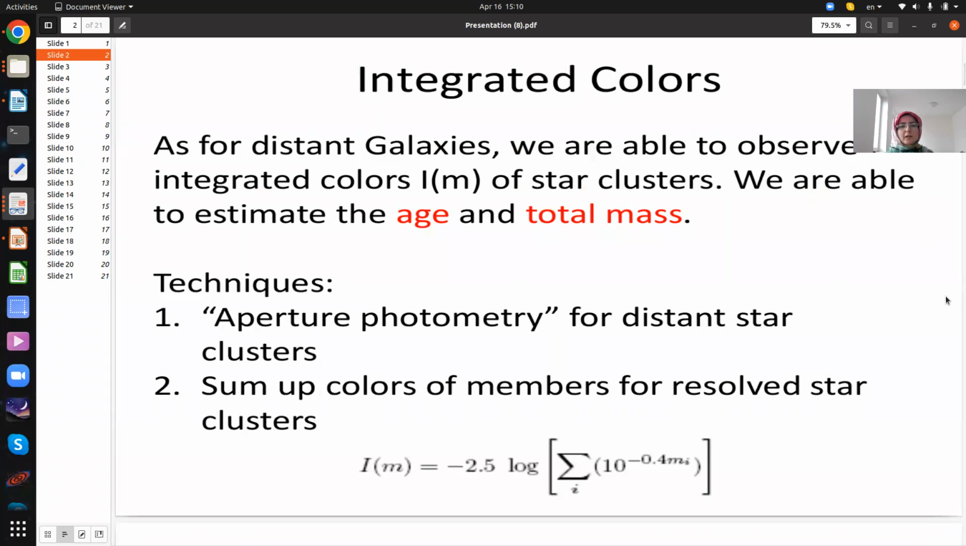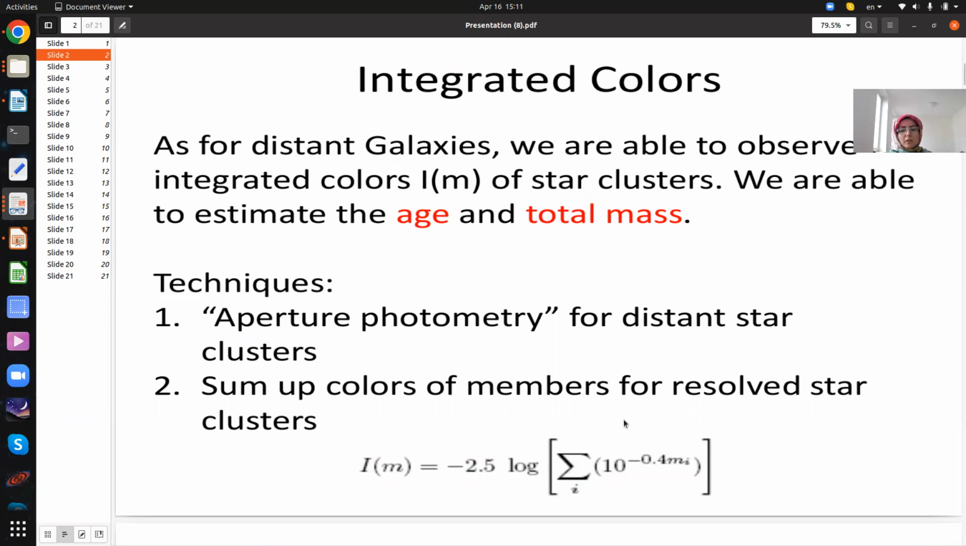Integrated colors. As for distant galaxies, we are able to observe integrated colors of star clusters. We are able to estimate the age, total metallicity, and total mass. The technique to get the integrated colors, from which we can estimate the age and total mass, is aperture photometry for distant star clusters: sum up the colors of the members of resolved star clusters.